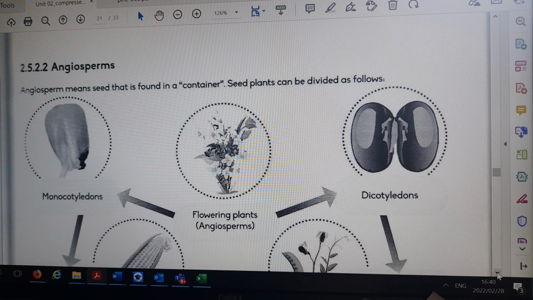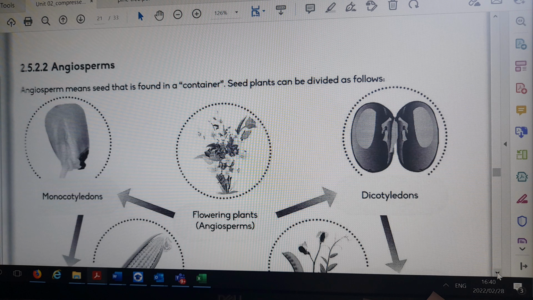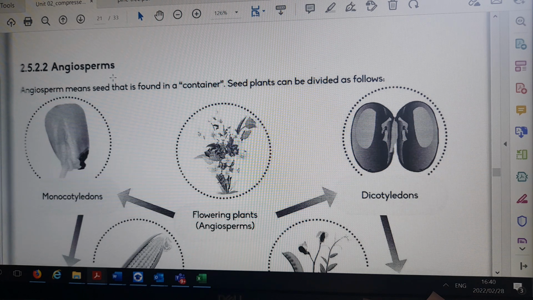Now we are going to look at our second type of seed-bearing plants. The first one was the cone-bearing plants, and now we are looking at the second one, which are called the angiosperms. The first ones were the gymnosperms, and these ones are angiosperms. Angiosperm means seed that is found in a container. It means the seed of an angiosperm, we find it in a container. Seed plants can be divided as follows.